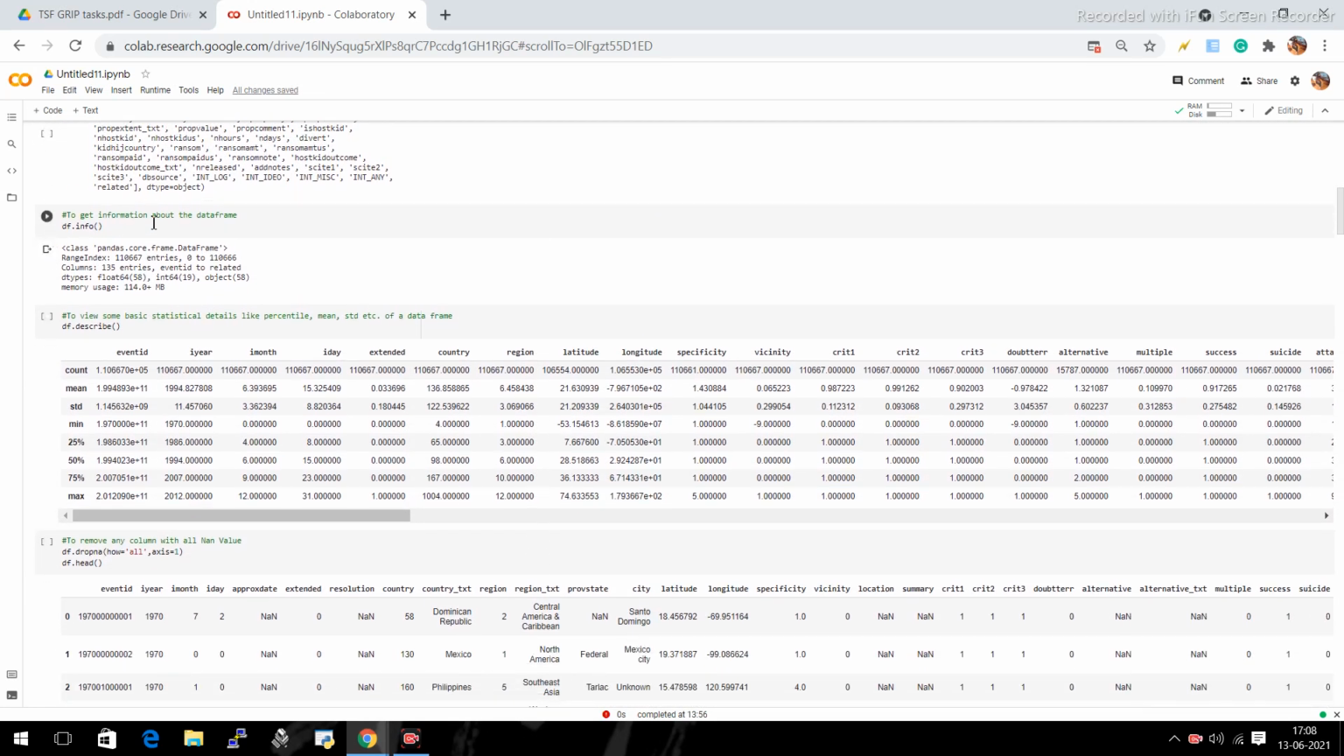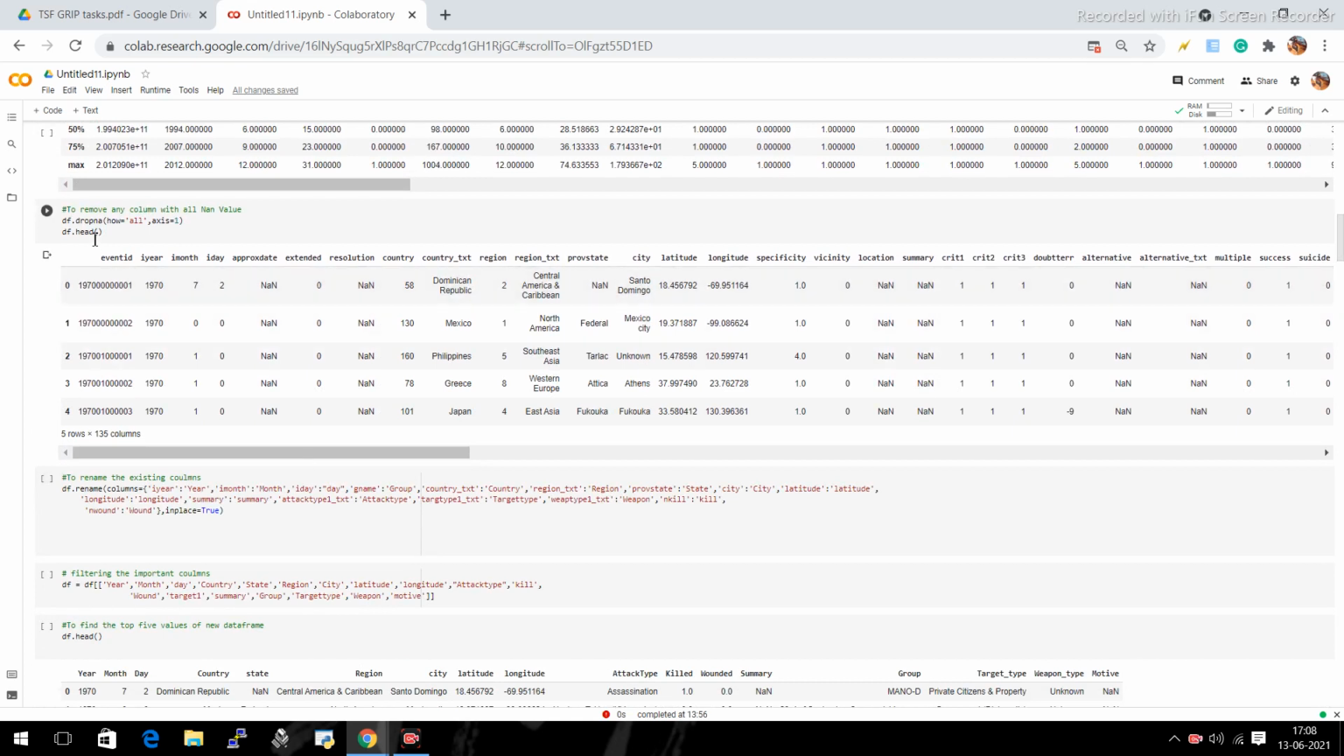Now to get the information about the data frame, we have used df.info, and to get some statistical details like percentile, mean, standard deviation, we have used df.describe. Moving forward, we have removed any column with all NaN values. So for that we have used df.dropna, and then again we have found the top 5 values of the new data frame.